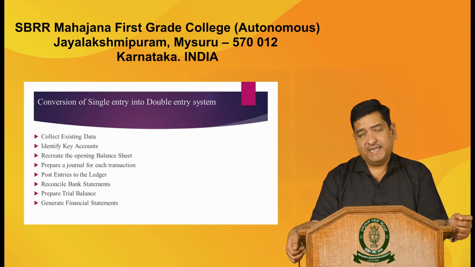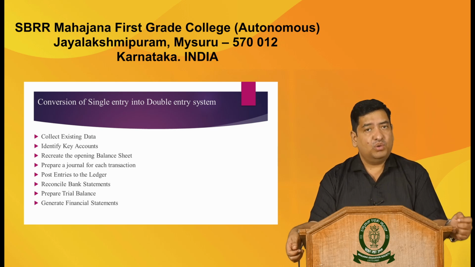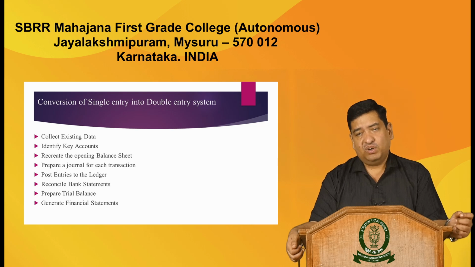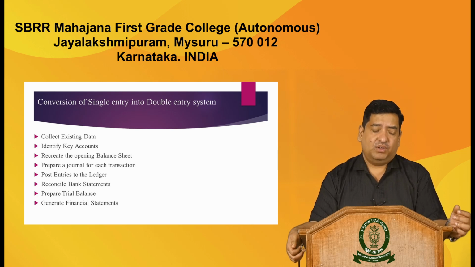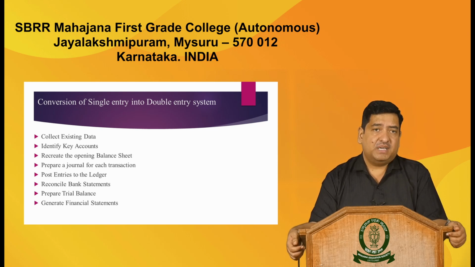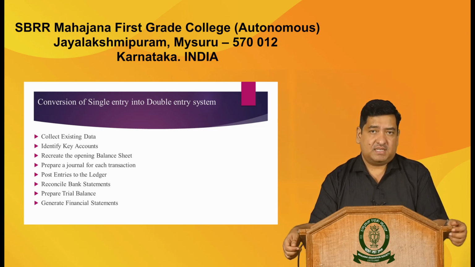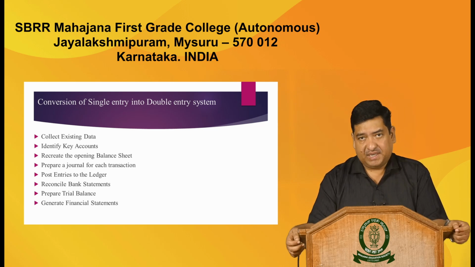Once you identify the key accounts, you recreate the opening balance sheet. From that, you prepare journal entries for each transaction, and then maintain your ledger accounts. From the ledger accounts, by taking the balances, you prepare a trial balance. Once you prepare the trial balance, half of your preparation of books of accounts is completed. The other half is with respect to your financial statements.